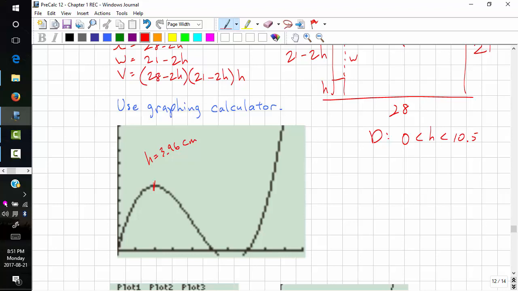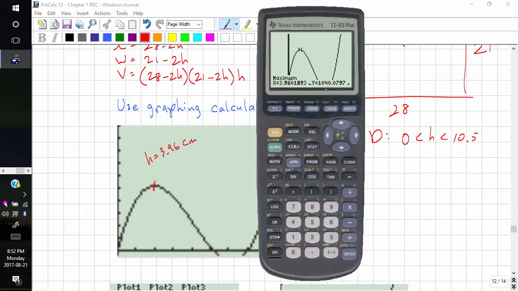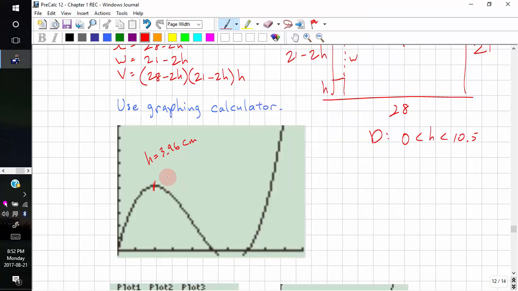And what is the maximum volume? Volume is 1040.0 centimeters cubed. Now I made the domain bigger for this graph just to illustrate a point. Why is this not an answer?